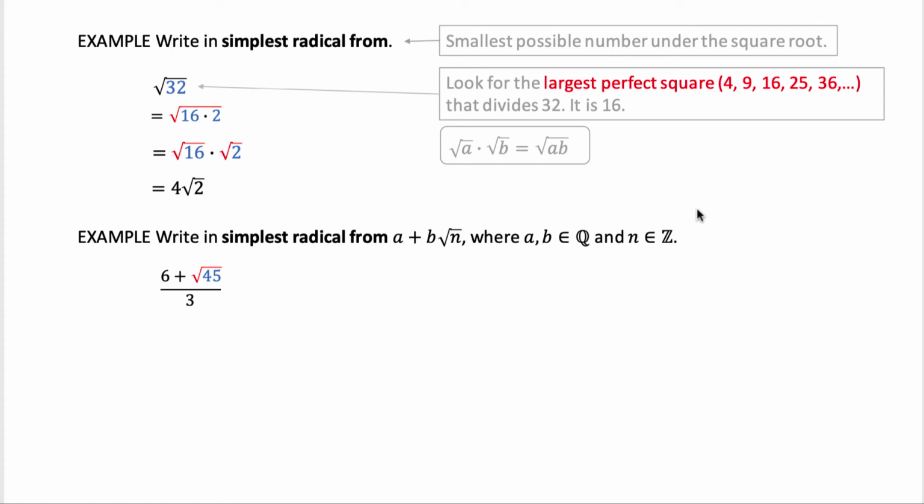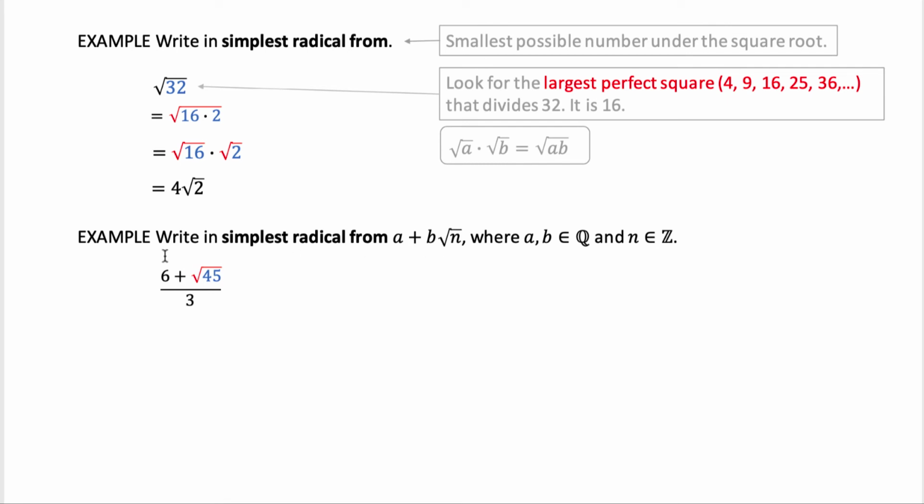Second example. Write in simplest radical form, and especially in the form of a plus b times square root of n, where a and b are rational numbers. So they can be expressed as fractions, so integers or fractions, and then n is an integer.